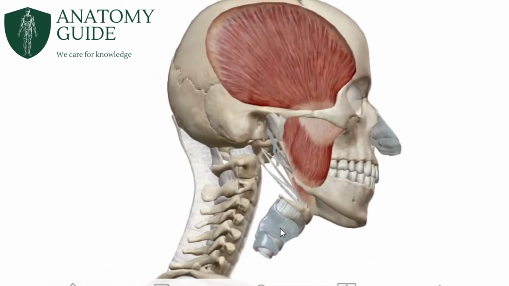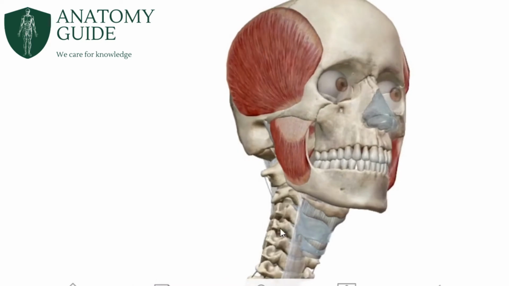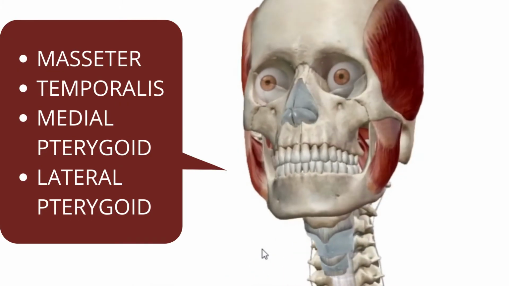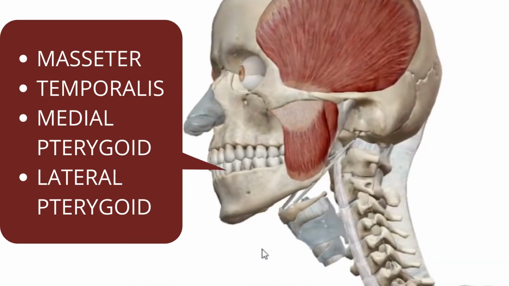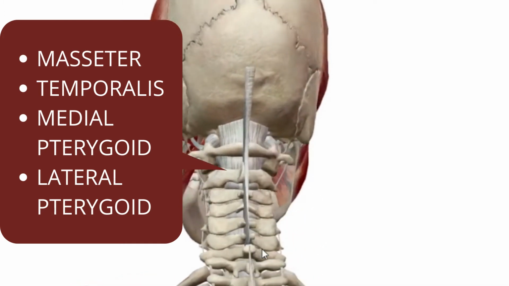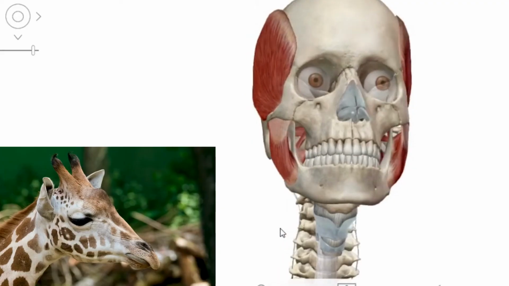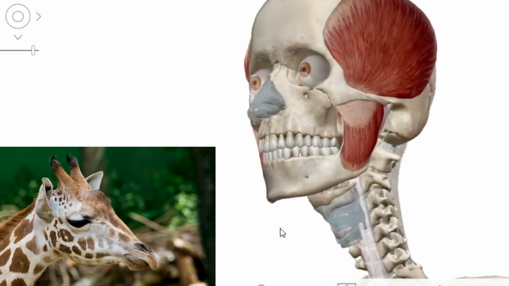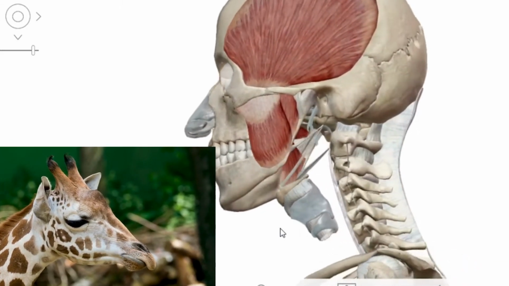Today in this video we will discuss the muscles of mastication. Muscles of mastication include four muscles: masseter muscle, temporalis muscle, medial pterygoid muscle, lateral pterygoid muscle. What is mastication? Mastication means chewing movement.